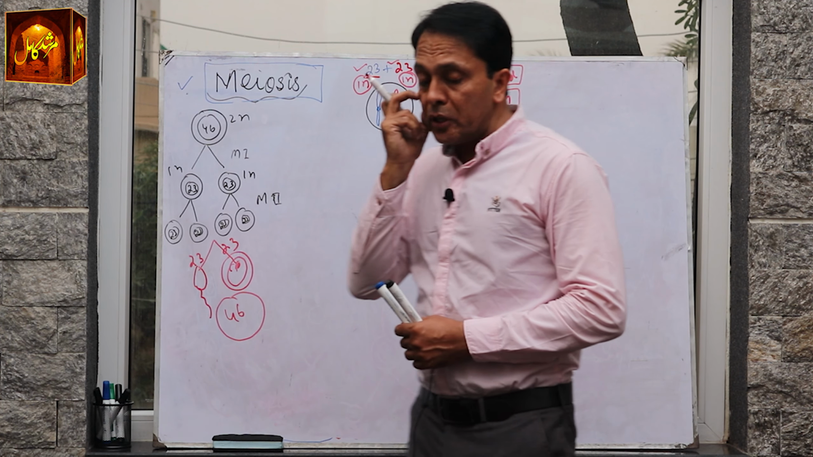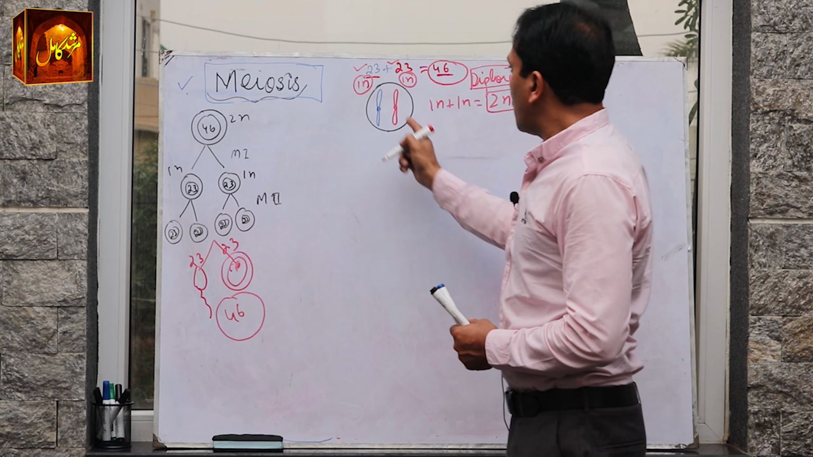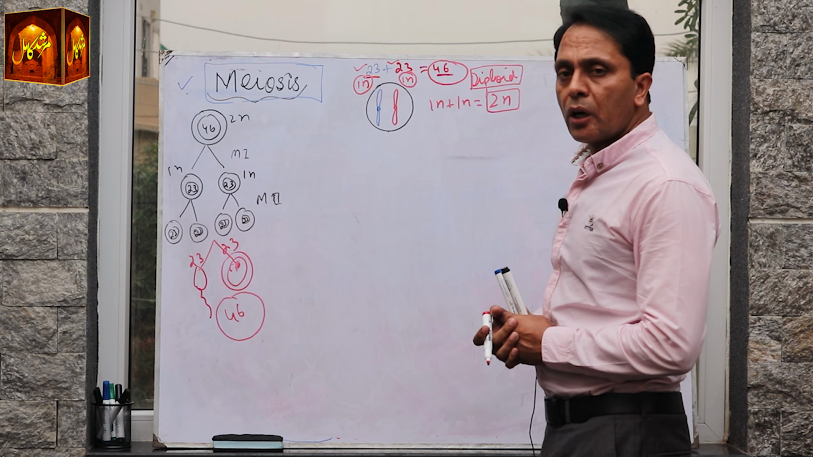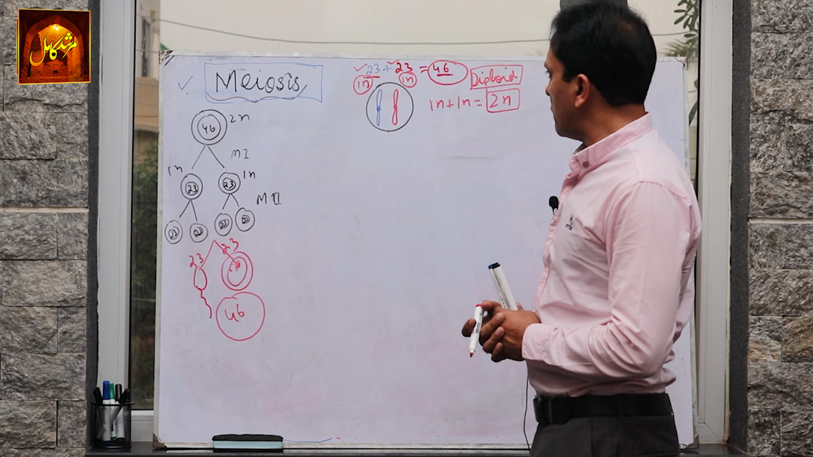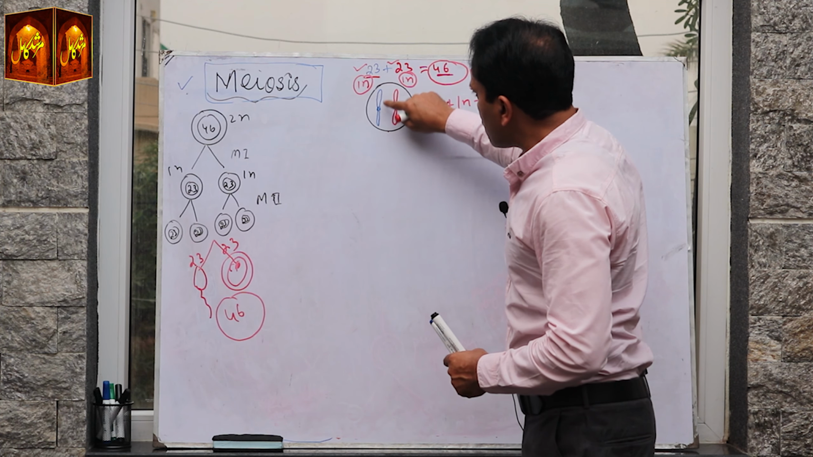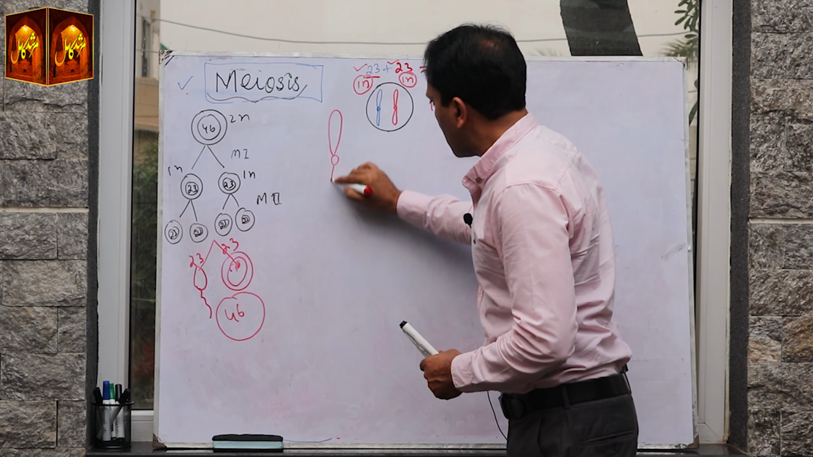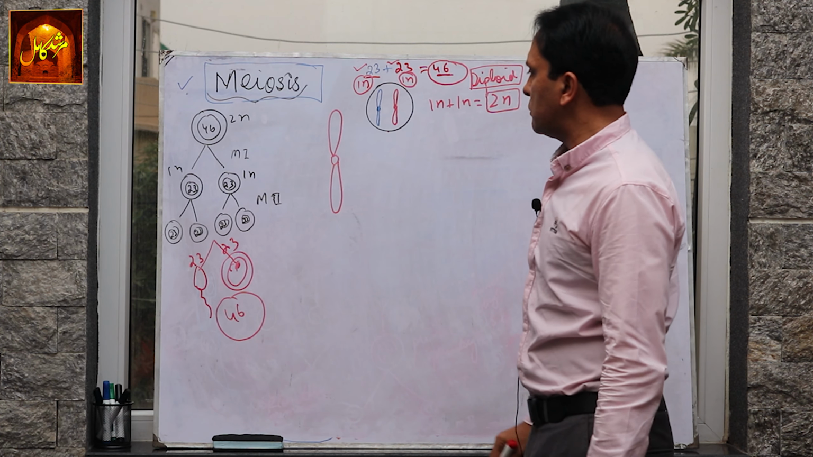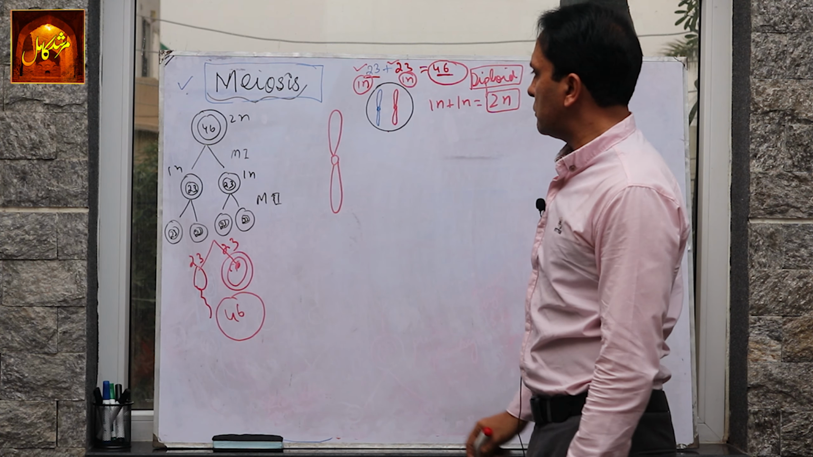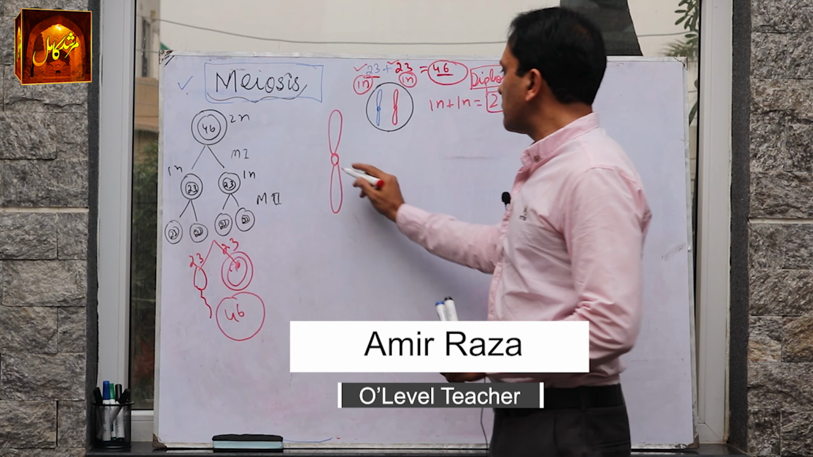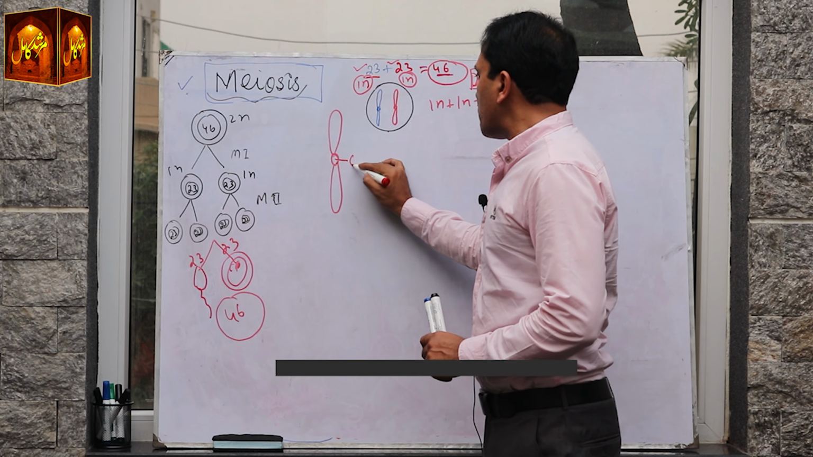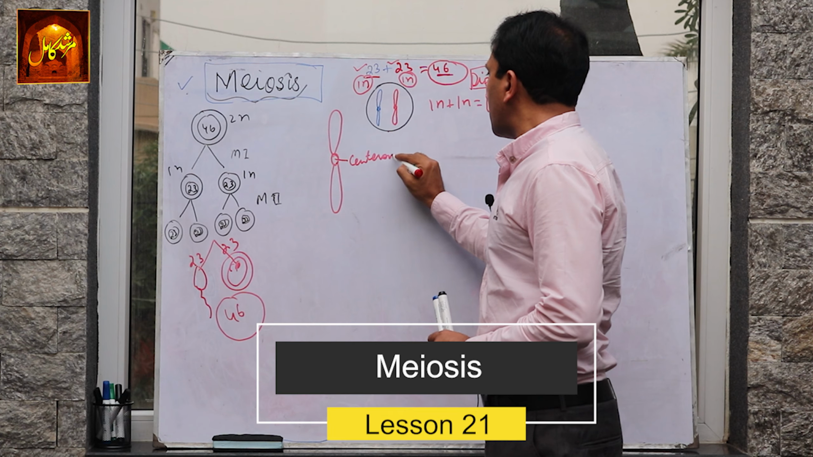Another interesting piece of information: when we talk about the structure of these chromosomes, this is a chromosome and this is a chromatid. It's a single structured chromosome. A single chromatid is there, which is attached by a structure called the centromere.